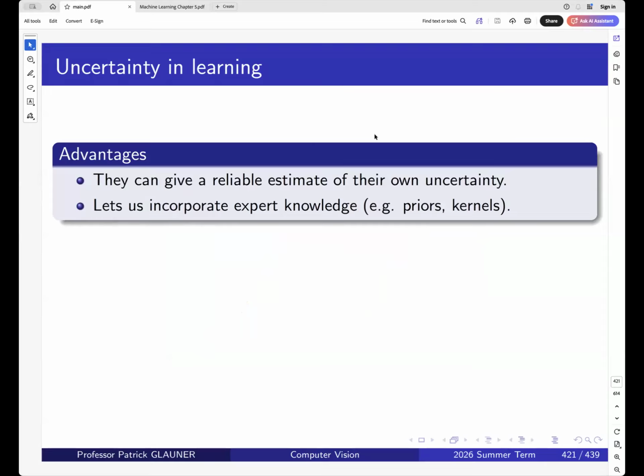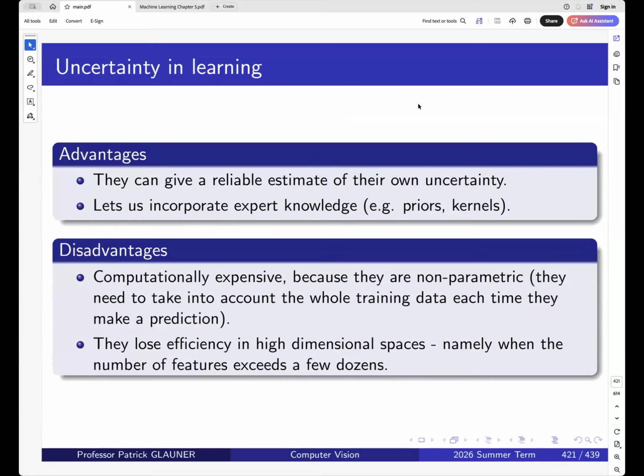So a Gaussian process can give us reliable estimates of their own uncertainty. This is cool. And we could even incorporate expert knowledge with some tricks. So that can be done too. But Gaussian processes have some disadvantages too, because they are quite computationally expensive.